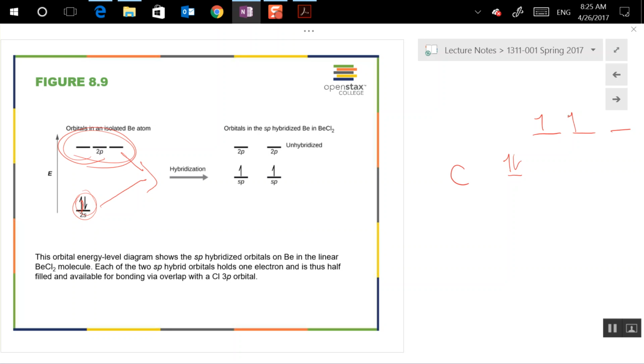If this was true, how many things could carbon bond to? It has a pair of electrons here. It only has free electrons where? In the 2p. It only has 2 free electrons. Carbon does not commonly make only 2 bonds. How many bonds does it commonly make? 4. Well, how does it do that if it only has 2 free electrons? It does it through hybridization.